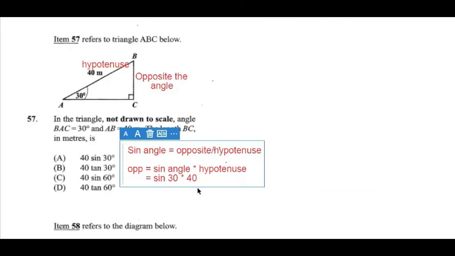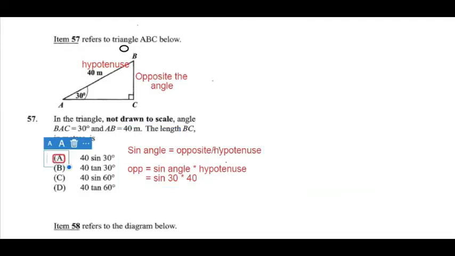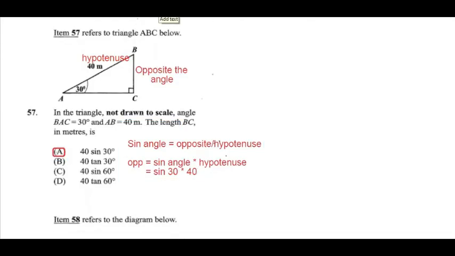So it is sine 30 multiplied by 40, or 40 multiplied by sine 30, and therefore answer 457 is A. And 58 refers to the diagram below.